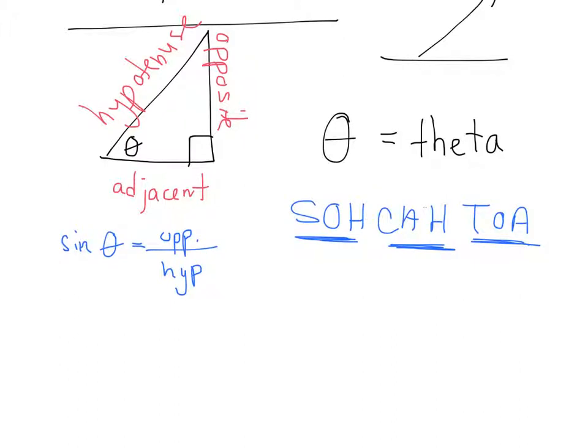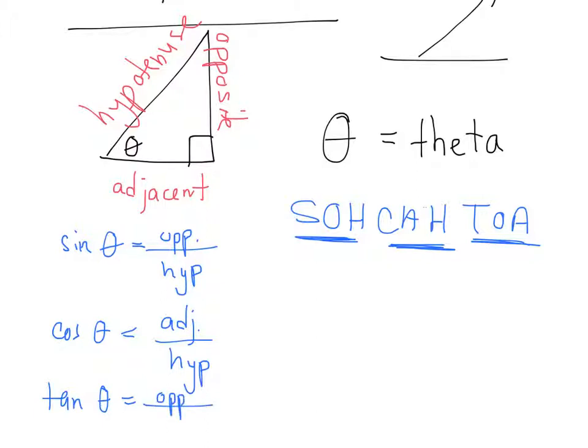The second one, CAH, what do you think might stand for? Cosine of theta is adjacent over hypotenuse. And the last part, tangent of theta, if we look at the acronym and just follow the acronym along and use context clues, TOA, what's O and what's A? Tan equals opposite over adjacent. Good. The tangent of theta equals the opposite leg over the adjacent leg.